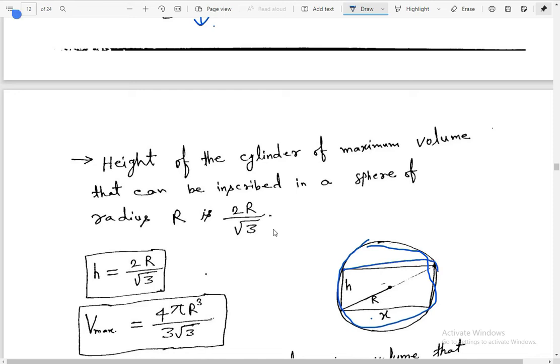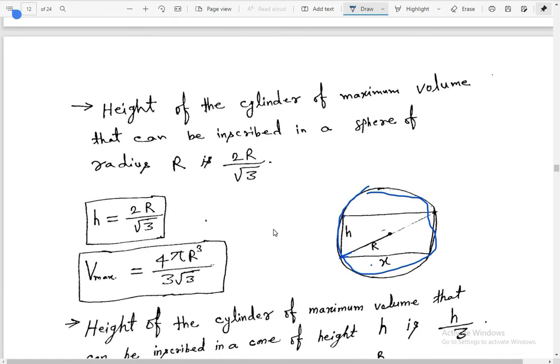So we will have this value r equal to 2r by 3, altitude h equal to 2r by 3, and maximum volume equal to 4 pi r cubed by 3 root 3. So you can find similar questions like this, and in Google you will have the complete explanation of how to solve this kind of question.